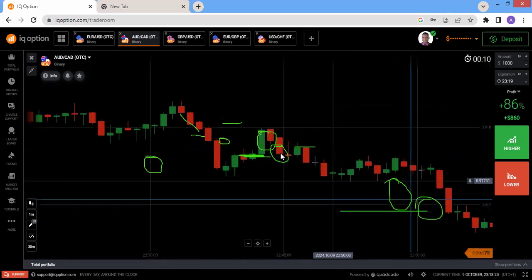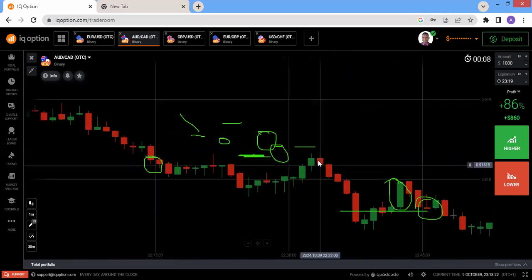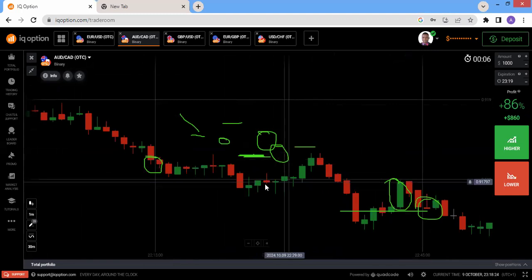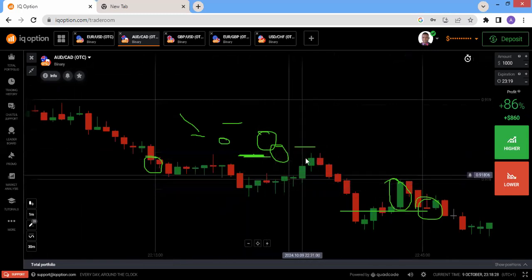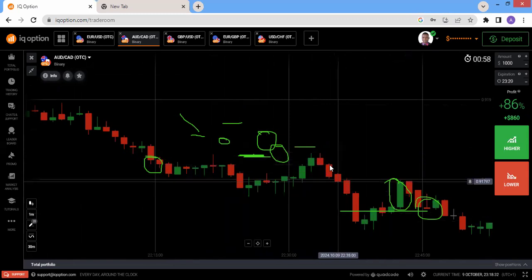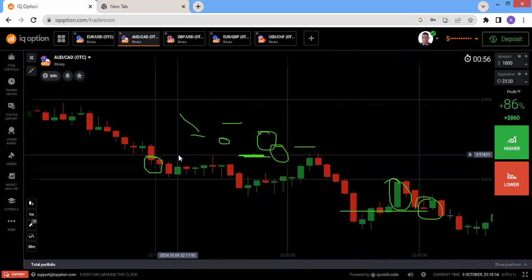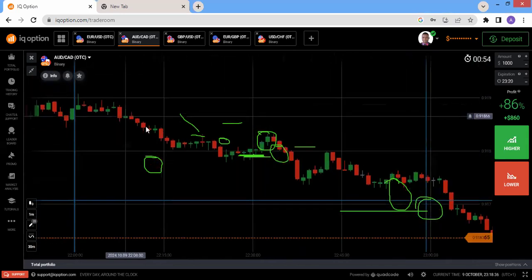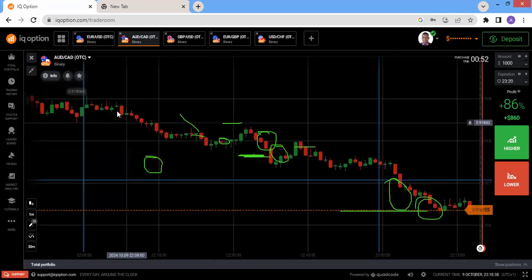Now you can see here we have a hammer after a long run, which I don't like to see, a long run like this. Market opens, a hammer. This is what you see. Market just trends down. So you can see how high probable this trend was using the hammer.